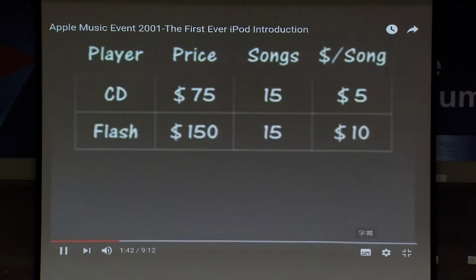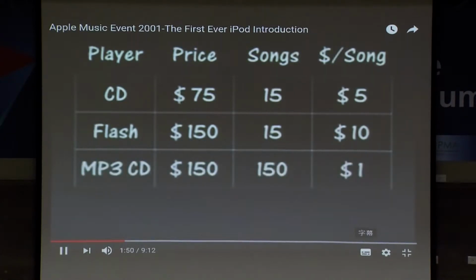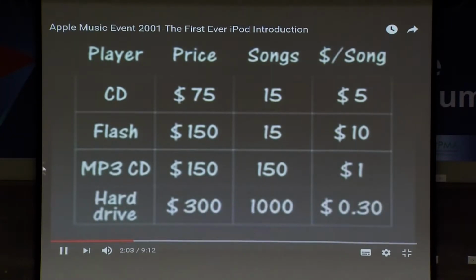You can go buy a flash player, pay about double that, about $150, holds the same 10 to 15 songs, or about $10 a song. You can go buy an MP3 CD player, and an MP3 CD, which you can burn on your computer, costs about $150, but holds 150 songs. So you get down to $1 a song. Or you can go buy a hard drive jukebox player.